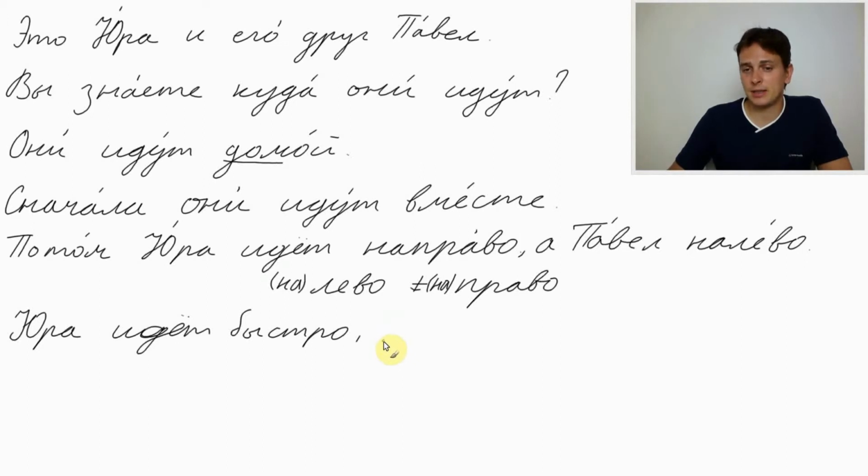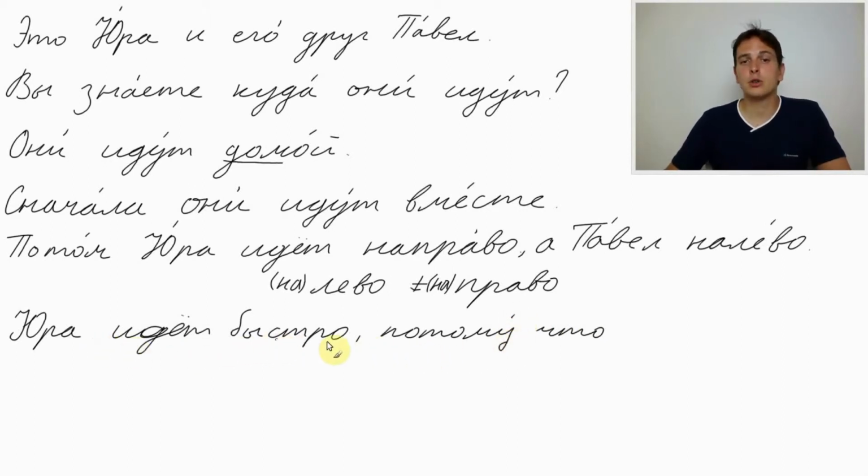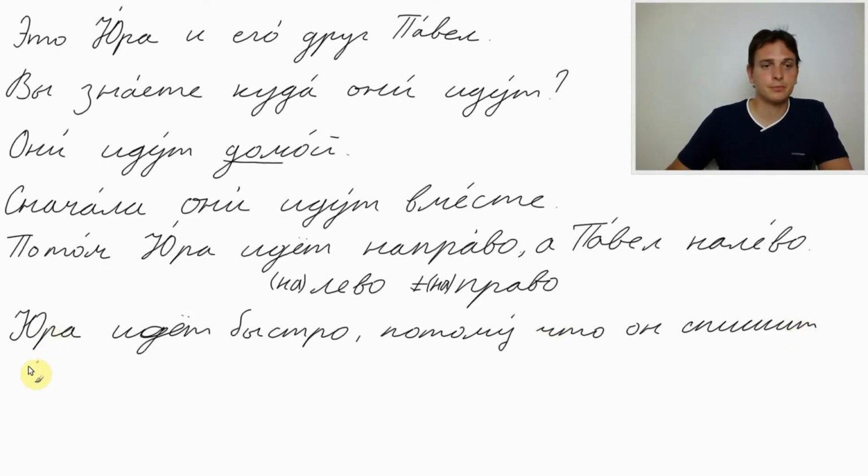Why is he going fast? Because. Потому. Что. With the emphasis on у. Юра идет быстро, потому что. Because. Why? Because. Because he is in a hurry. Он спешит домой. Домой. Юра идет быстро, потому что он спешит домой.